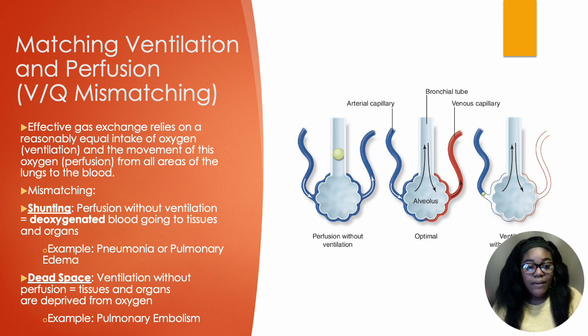And again, effective gas exchange relies on the adequate intake of oxygen and the movement of this oxygen to the organs in the body. So when we have a VQ mismatch, a ventilation perfusion mismatch, we have two different things that could occur. We could have perfusion, so the blood is going, but it doesn't have any oxygen. So that is called perfusion without ventilation, when you have blood that continues to move through the systemic circulation, and there's no oxygen in it.